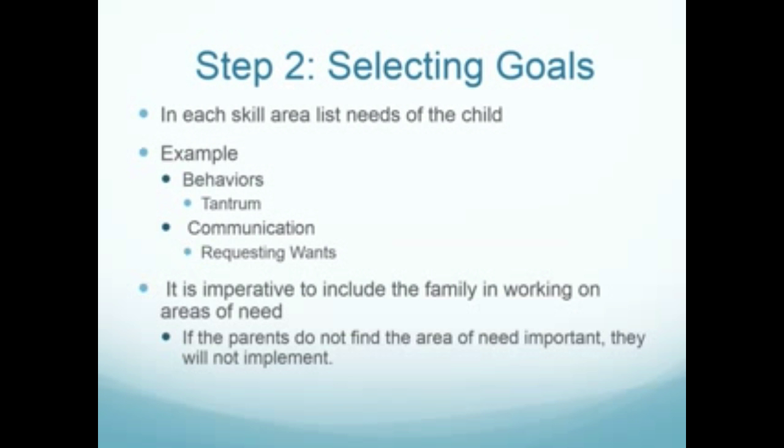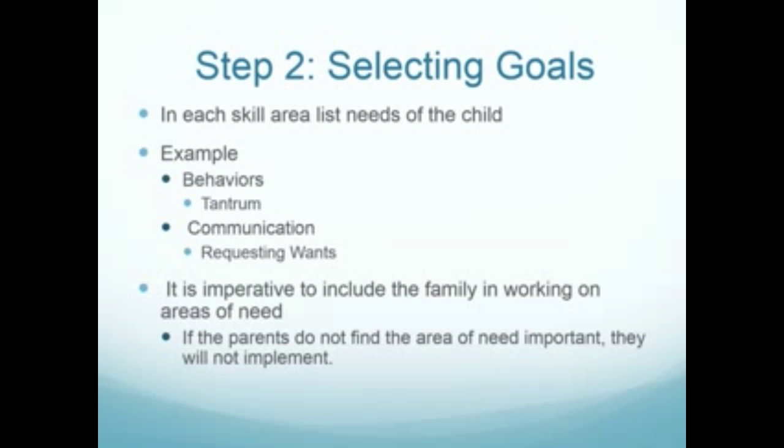If the parents do not find the area of need important, they will not implement it. So if you're talking to a parent about self-help skills, and they're like, oh, it's okay, he's 8, I can dress him. And you start talking to them about, okay, when he's 17, do you want to still have to dress him? Oh, it's not that big of a deal. You kind of have to start off where the needs of the parents are. You can't be like, no, he needs to be able to put his pants on by himself. The parents can be like, I don't care. So you need to start off where they feel they need the most support.